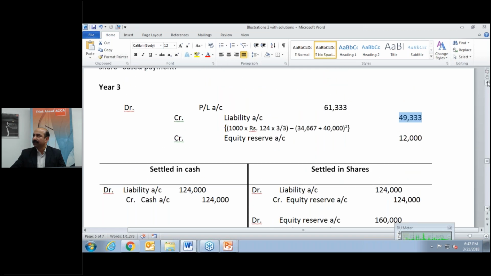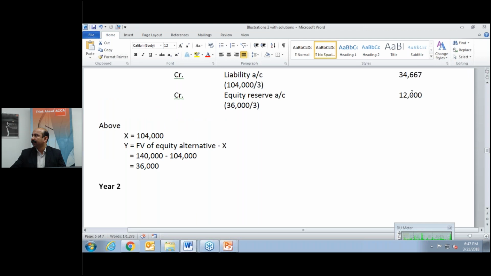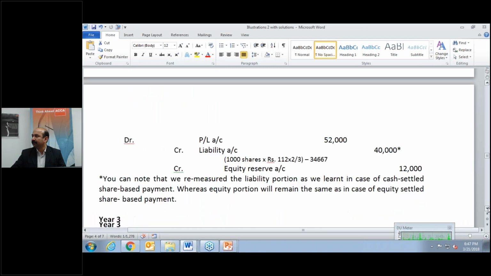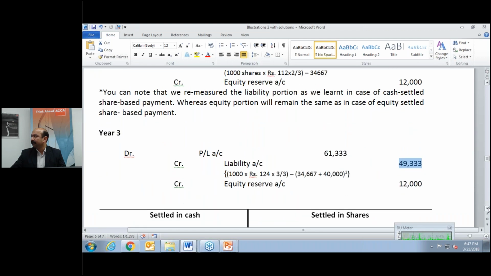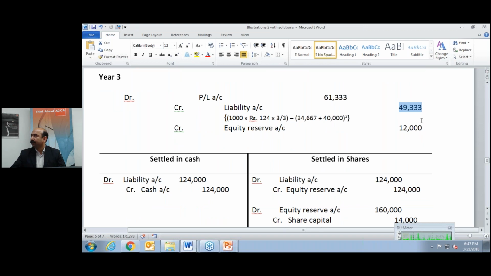How? Because in the first year, we credited the equity reserve with 12,000. In the second year, we again credited 12,000. And in the third year, we credited the same amount. So this gives us 36,000 already there in the equity reserve.